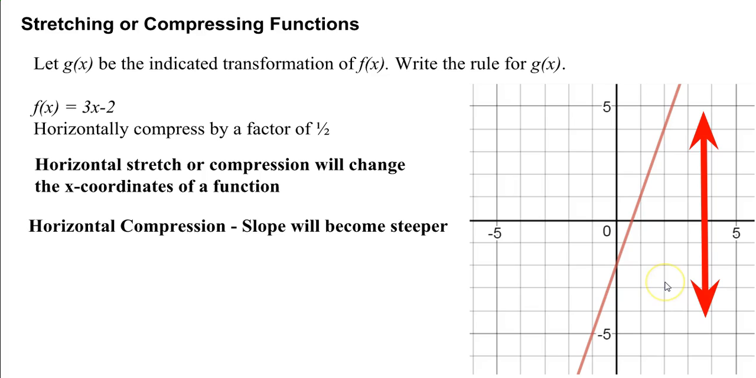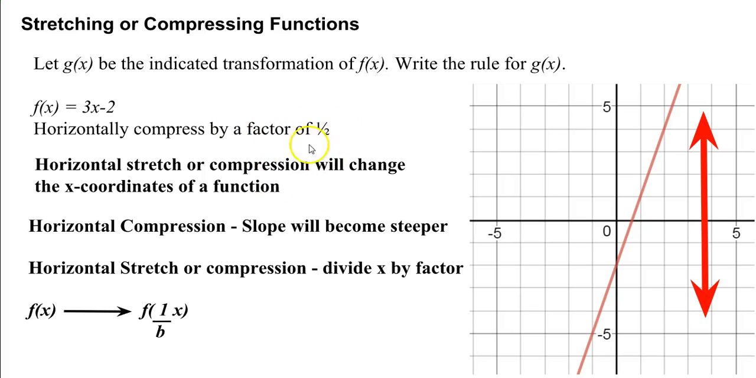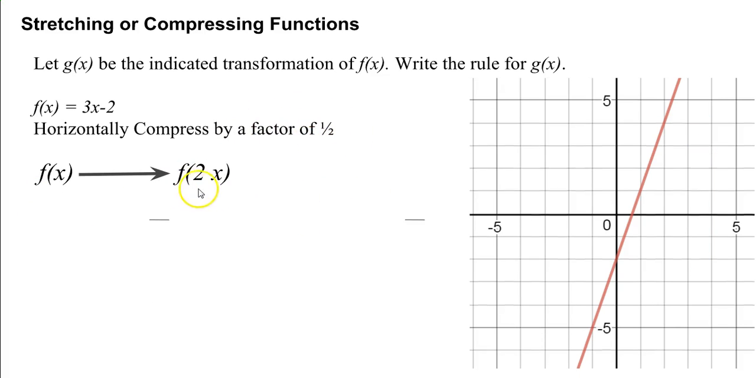So our slope will become steeper, and with a horizontal stretch or compression, we're going to divide x by the factor. So, again, we have f of 1 over b times x. Do you notice that our factor is 1/2? So it's going to change to a 2. And why does it change to a 2? Because you can read it as 1 over 1/2.